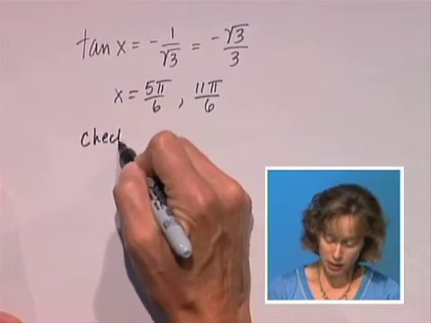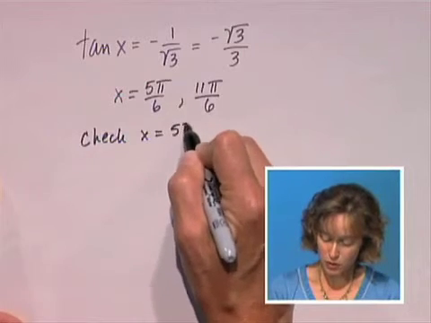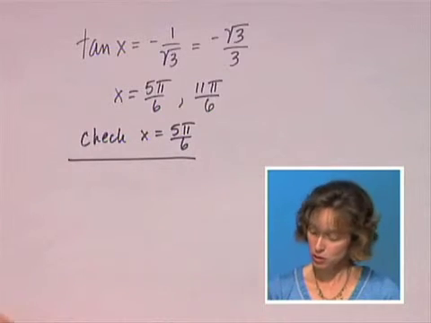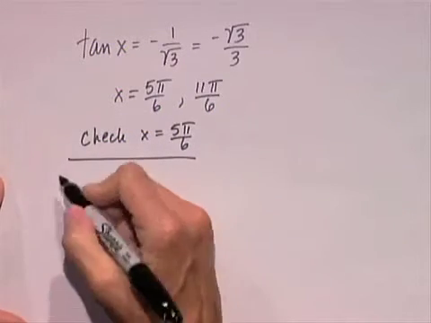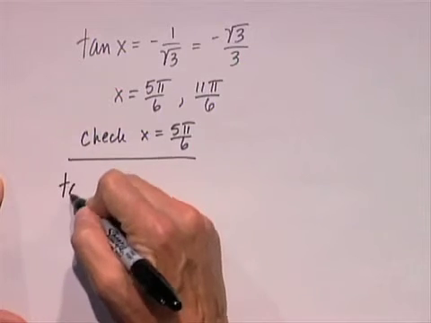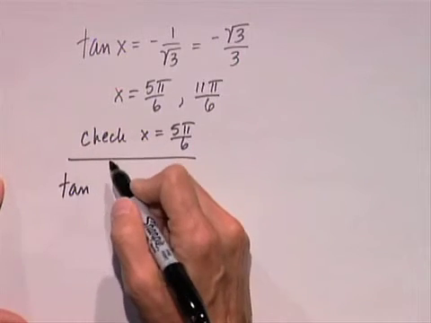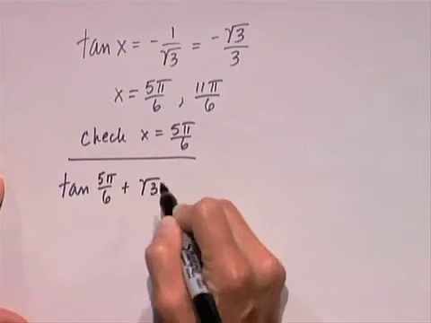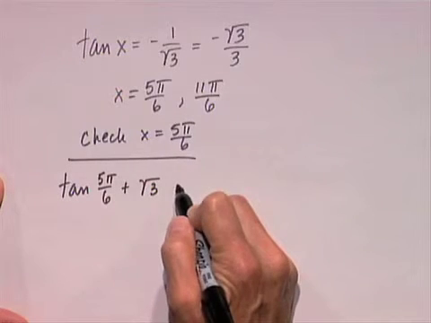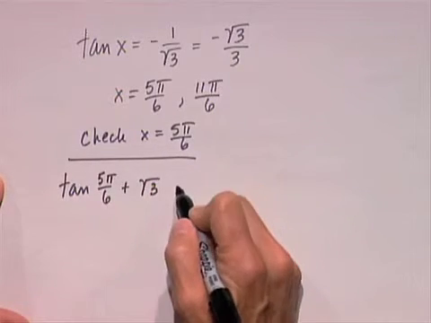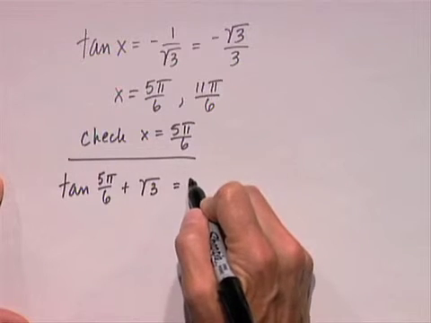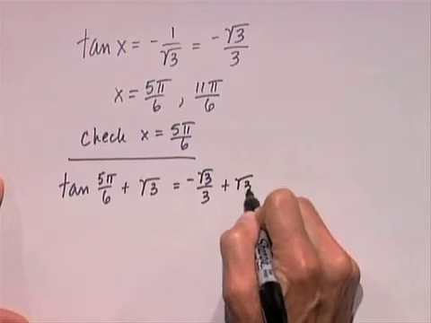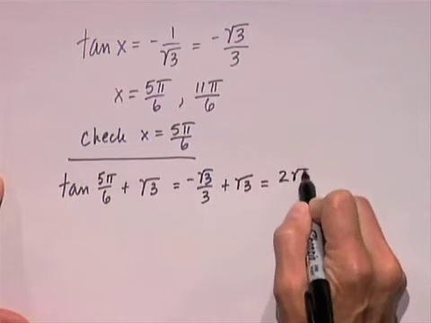Let's start by checking x equal 5 pi over 6. And what that means is to put it into each side of the original equation. So if you look back at the original equation, putting 5 pi over 6 for x means finding the tangent of 5 pi over 6 plus the square root of 3. And that's the left-hand side. Now, if you simplify that with a calculator, or without a calculator, if you simplify it exactly, let's see, it would be negative square root 3 over 3 plus the square root of 3, which comes out to 2 square roots of 3 over 3.